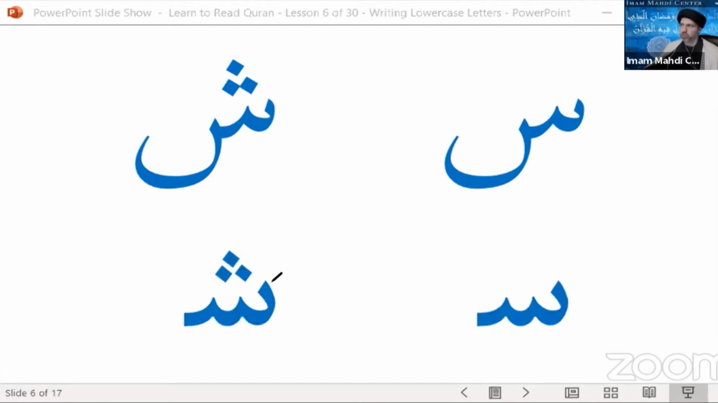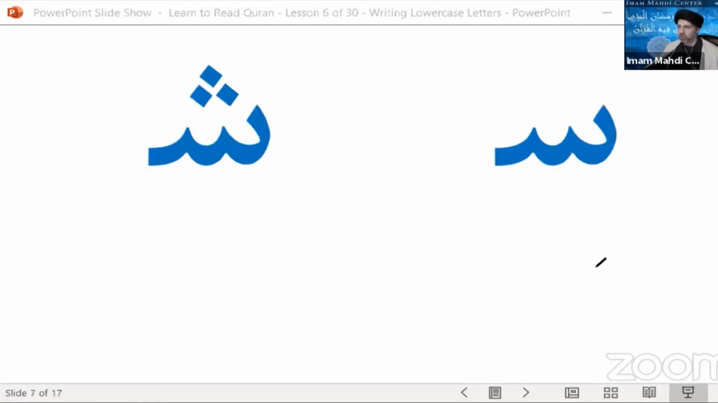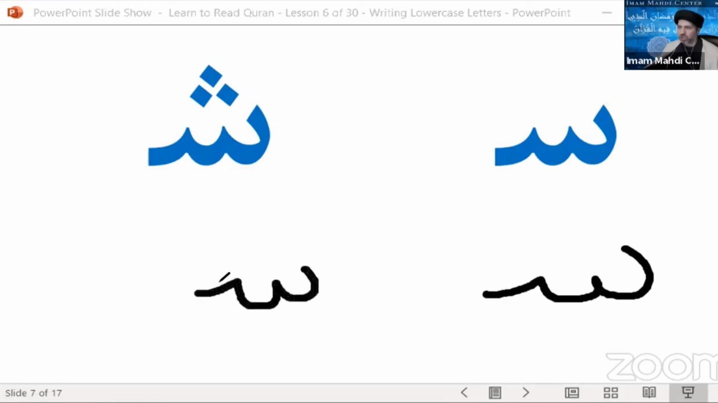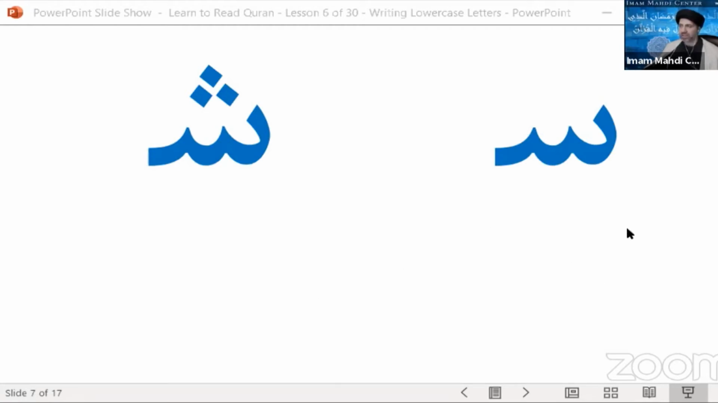So now let's practice writing it ourselves. Now we have the Seen first, just as we practiced while tracing it. One curve, two curves, and then a small extension. And no dots on the Seen. Now for the Sheen: one curve, two curves, a small extension, and then on top of the two curves, we put the three dots of the Sheen. So here we have the Seen and the Sheen. And now it's time to go to our next set.